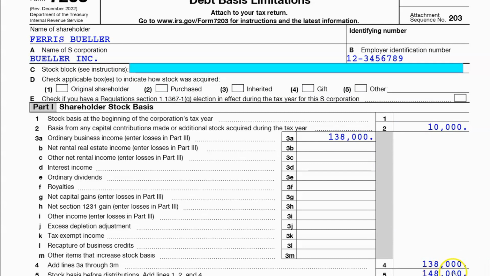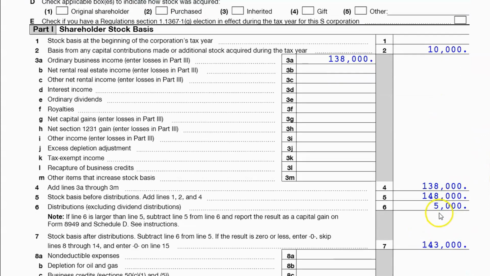So he's $148,000 above zero, right? Above his basis. Then he took out $5,000. So now his basis at the end of the year is $143,000. That $5,000 he took out, he doesn't have to pay tax on because his basis is above zero. Now let's change the scenario and just say his basis was $4,000. He took out $5,000. The first $4,000 he doesn't have to pay tax on because that $4,000 is above zero. But the other 1,000, because now he's below zero, he has to pay tax on that on his personal return.